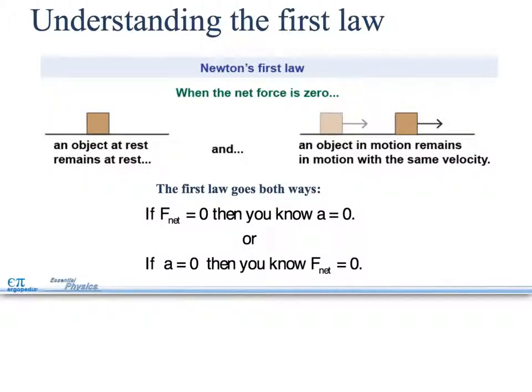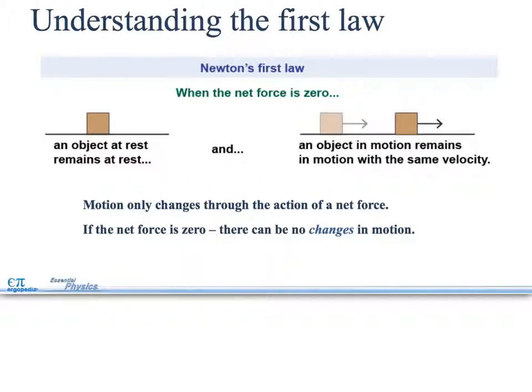So, the first law goes both ways. If the net force is equal to zero, then you know acceleration is zero, or if acceleration is zero, then you know the net force is zero. They both go together. Motion only changes through the action of a net force. If the net force is zero, there can be no change in motion. None.